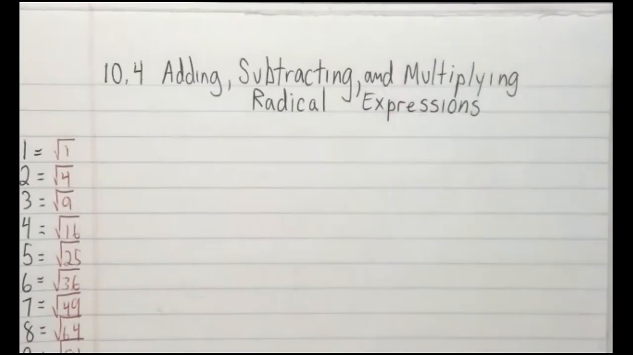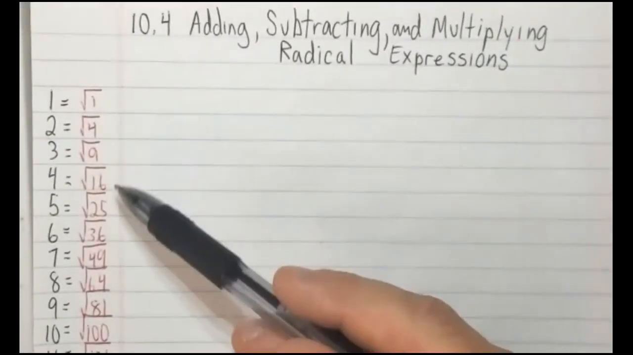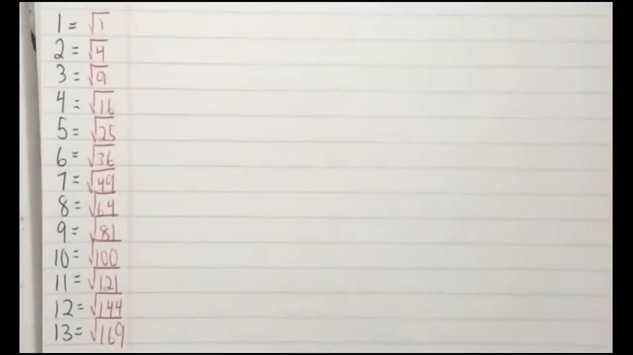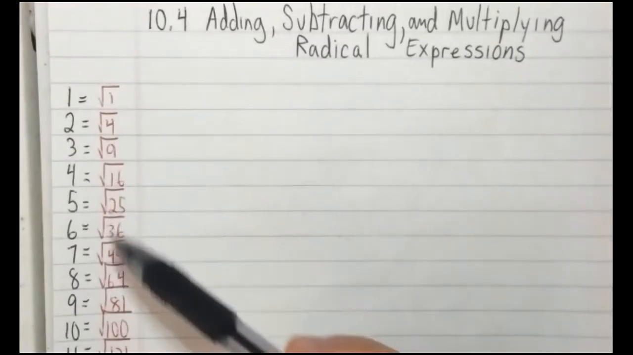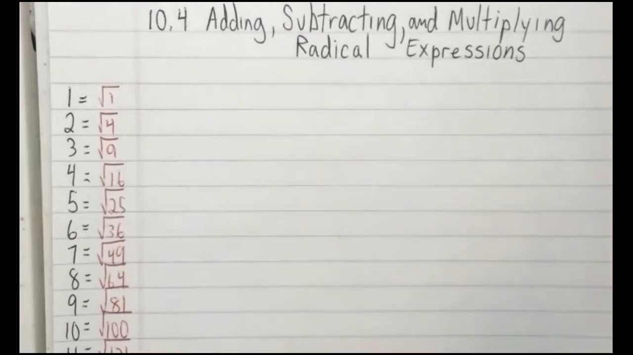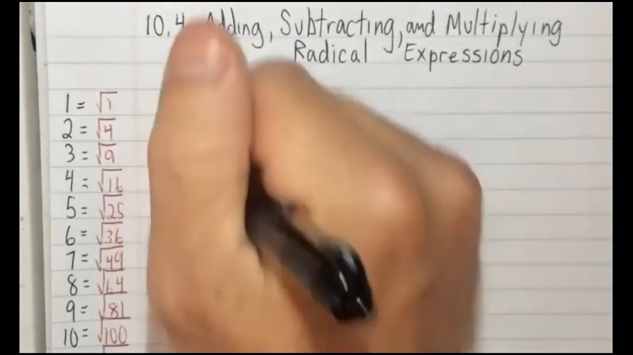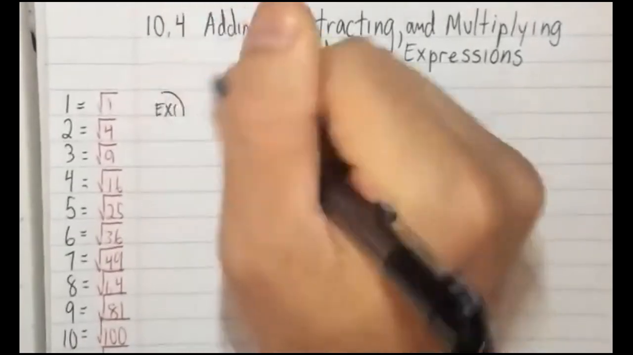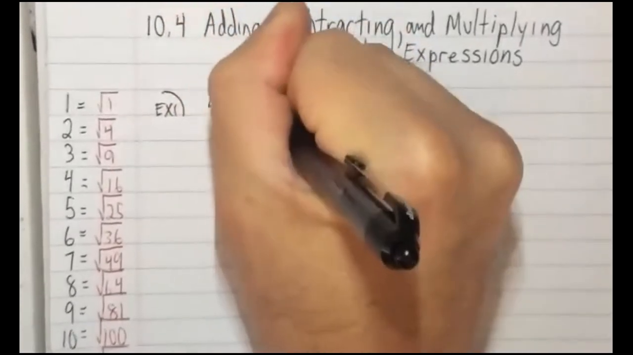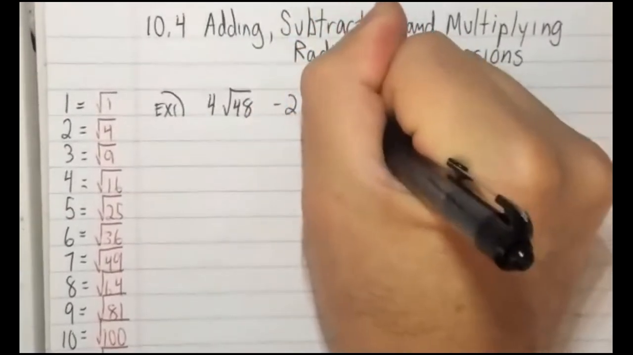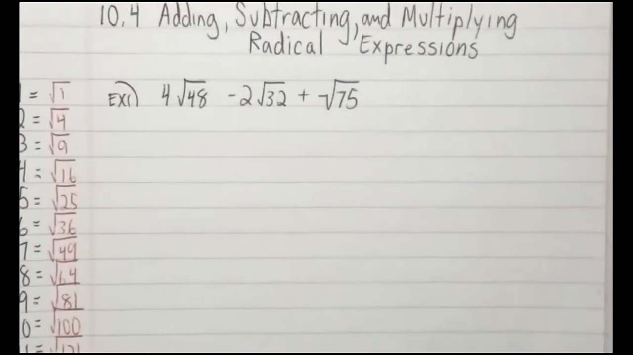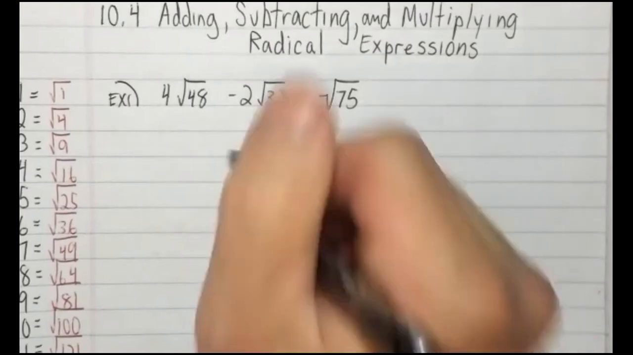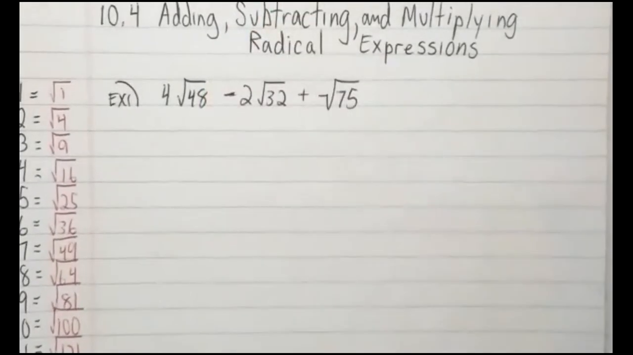Again, we're dealing with these radical expressions. The first thing I do when I know I'm dealing with those is fill out my key, so I know my perfect squares, because we're going to be using these again when we're simplifying a lot of these radicals. So you're going to start out adding and subtracting. The first example: 4 square root of 48 minus 2 square root of 32 plus square root of 75. In this problem, you are subtracting and then adding, so you're adding and subtracting these radical expressions.